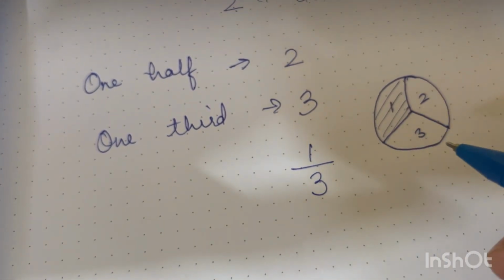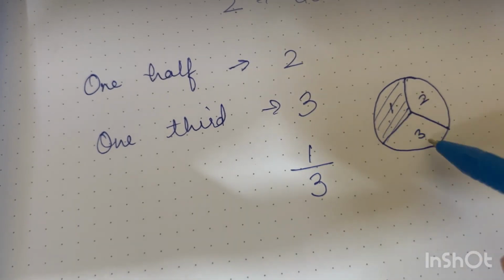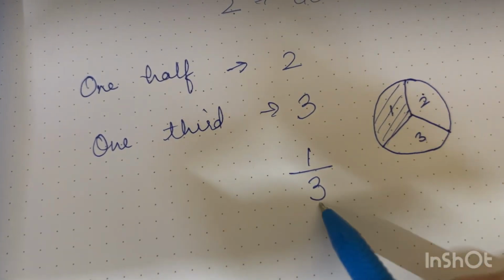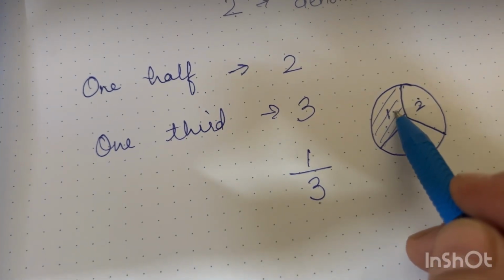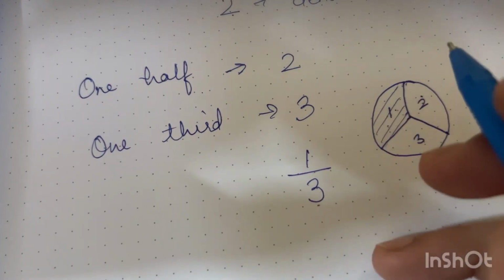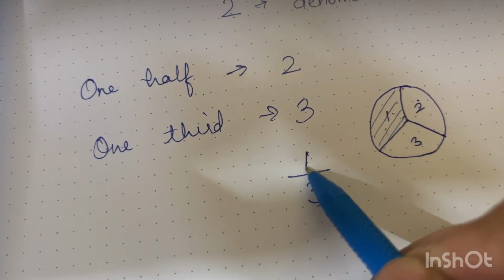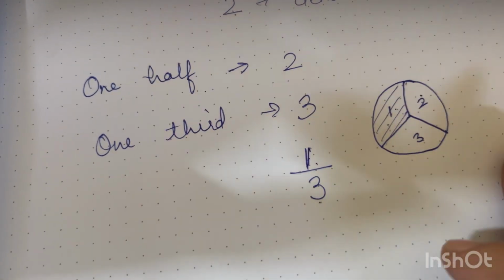If I'll shade one part and total parts are 3, so the total number of parts we'll write at the bottom, denominator, and the one part which I have shaded, or if you'll take one part away, that is called the numerator. We write it on the top and it is called the numerator.